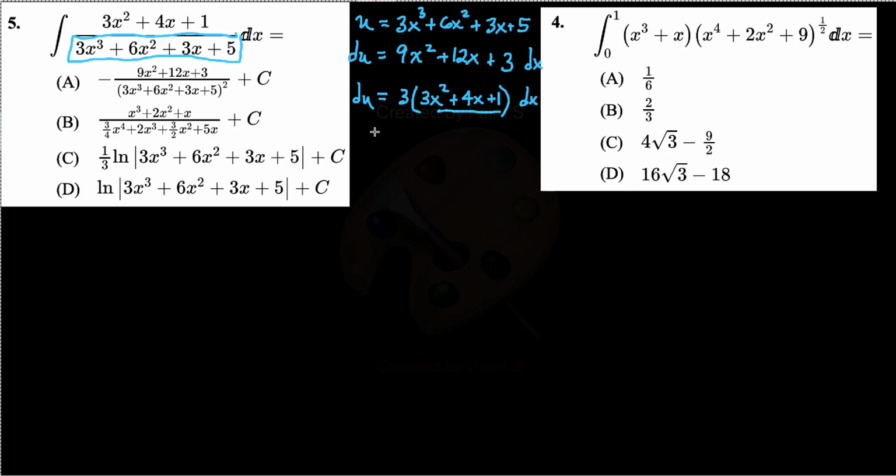Now you just want to be careful with how you substitute. Again, I like to just solve for dx. I write dx is equal to 1 over 3 times (3x squared plus 4x plus 1), times du. You should see that when I divide on both sides, I get just dx, which I put over here. And now I'm going to go ahead and substitute things in. I'm going to put u in, and I'm going to put the dx in to this antiderivative.